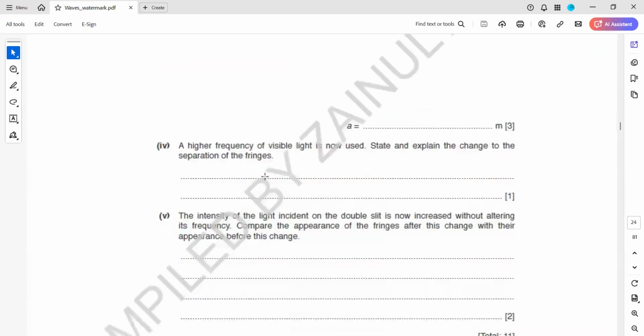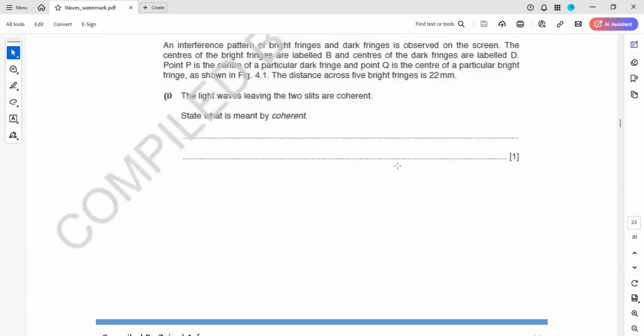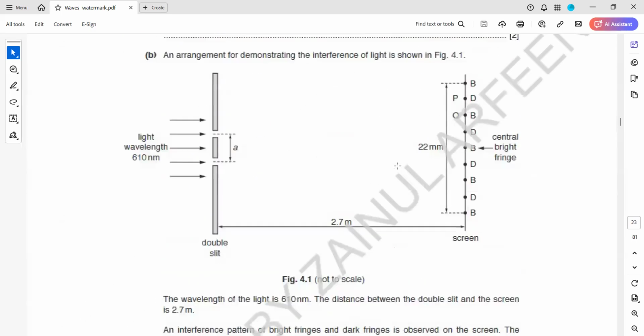The next is, a higher frequency of visible light is used. State and explain the change to the separation of the fringes. Higher frequency means a shorter wavelength. So lambda is equal to AX over D. We are not changing these two. So if we are using a higher frequency, the wavelength will be shorter. If the wavelength is shorter, the X, or the spacing between the fringes, will also decrease.